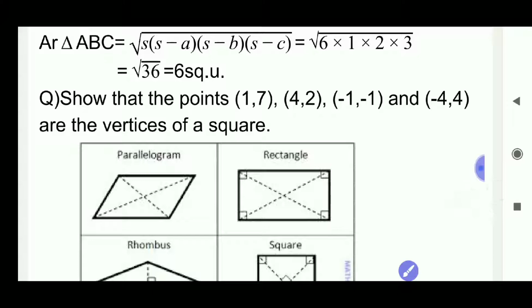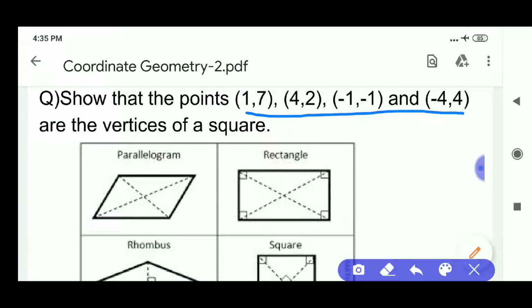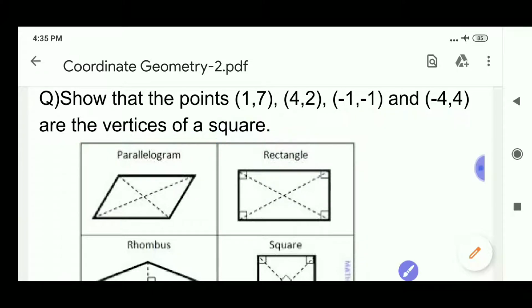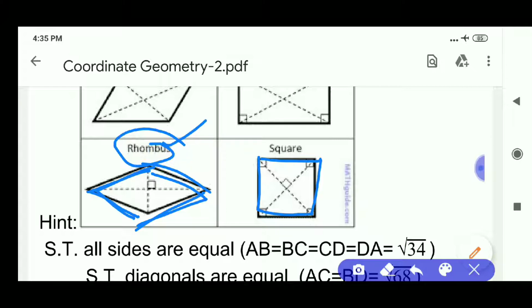Dear students, now we are going to very important 4 marks questions. Show that the given 4 points are vertices of a square. What are the properties of a square? Square means all sides are equal. Is it enough? No, because all sides are equal in a rhombus also. If all sides are equal, then it is a rhombus. All sides are equal and diagonals are also equal, then only it is a square.